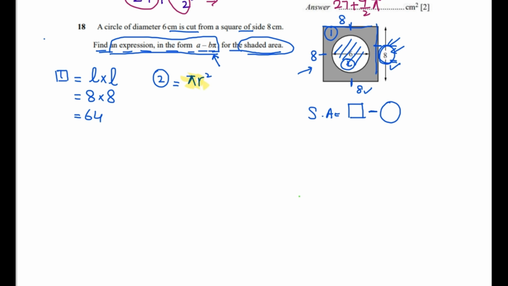Here I know the diameter is given. The diameter is given and that is 6. So I know that I cannot substitute the value of 6. I have to divide it, I have to half it. Means radius will be 3. Why? Because radius is a half of a diameter.